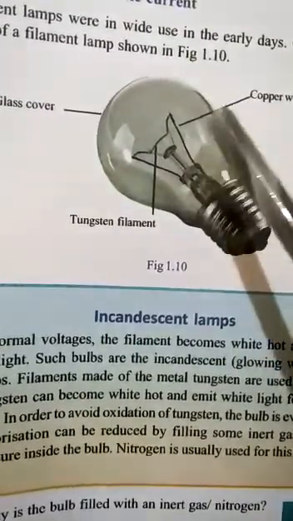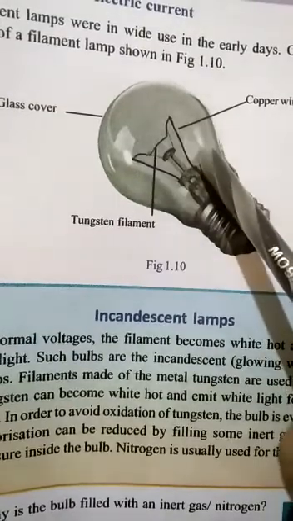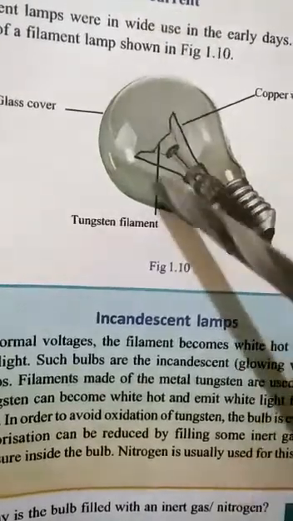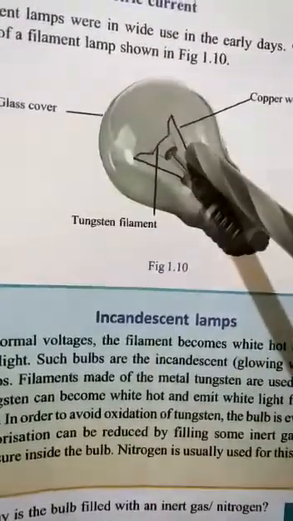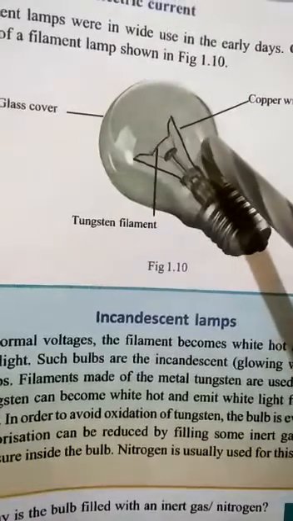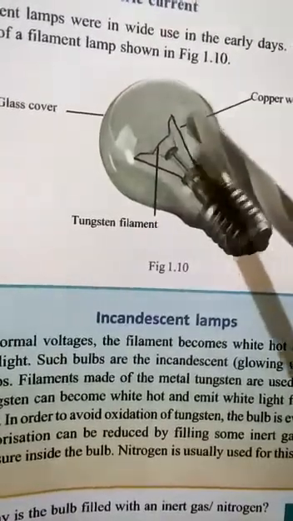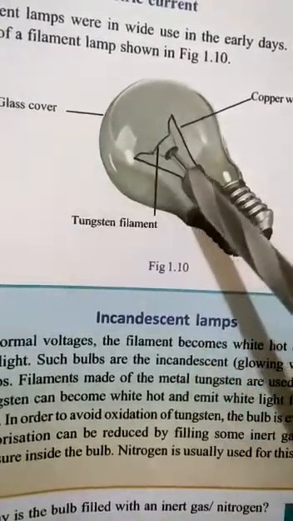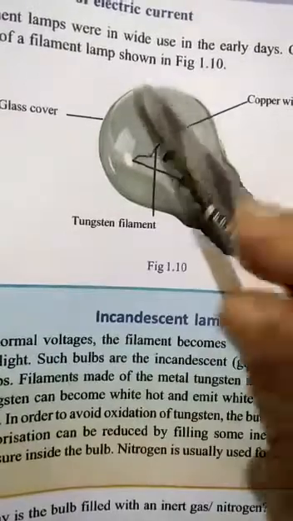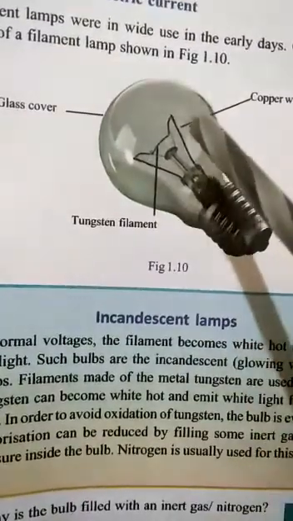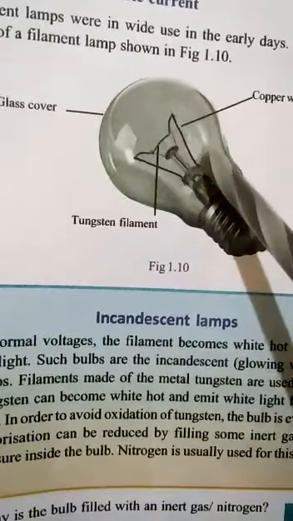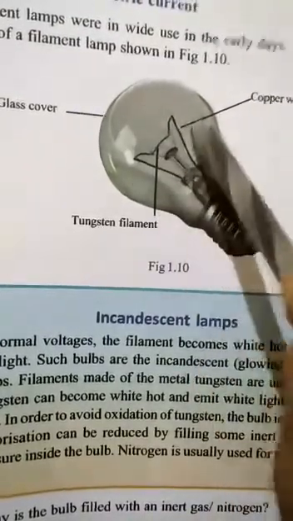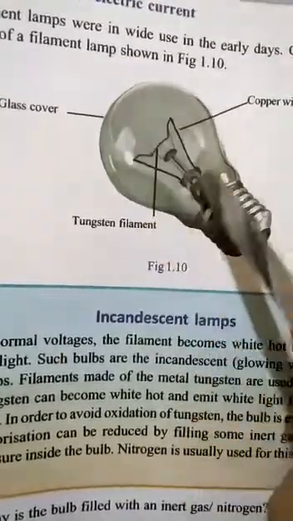So, what are inert gases? Inert gases are gases like argon, neon, krypton, etc. Why are they known as inert gases? Because these types of gases are less reactive. They do not react with any other material. So, they are known as inert gases.